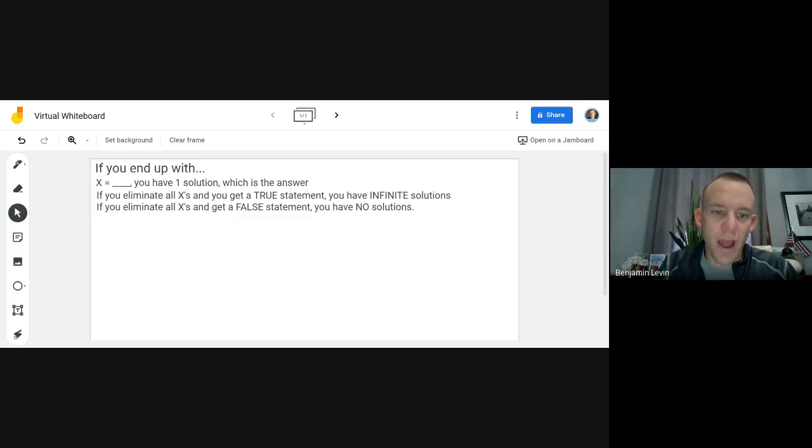Most equations we do have one solution. If you solve for the variable, in many cases it's x, some cases it's b or c or whatever letter they pick, right? If you are able to solve that equation and get it down to x equals whatever, then that has one solution, and it's the only solution for that equation. But there are times when there are infinite solutions or no solutions as well.